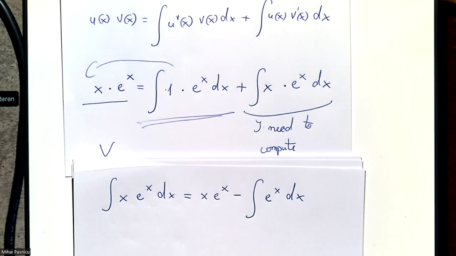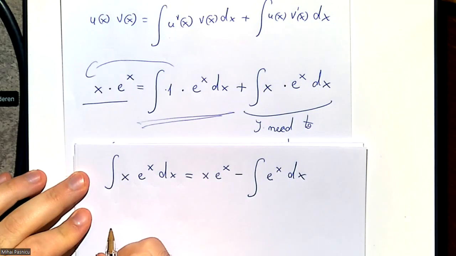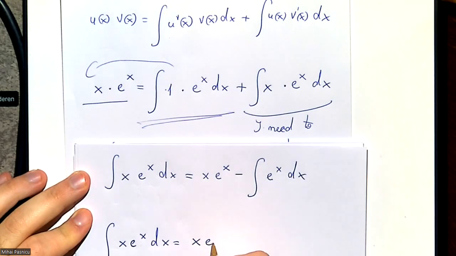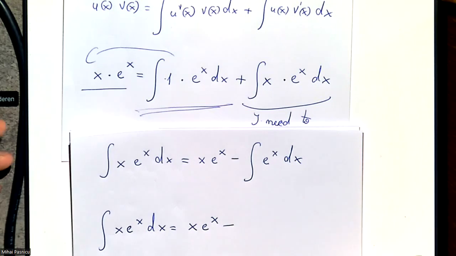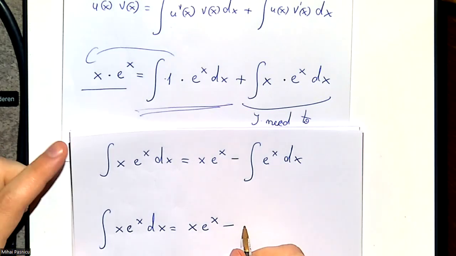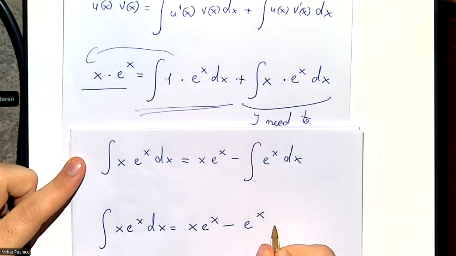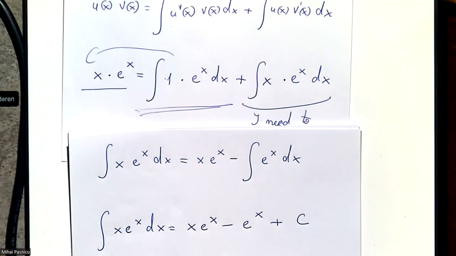Now, at this point, you've got to sense it. Is this integral easier to compute? Well, this is just e to the power of x, right? So the integral of x e to the power of x dx is just x e to the x minus, what is this integral? What do I need to take a derivative of to get e to the x? Just e to the x. And then just slam on a constant.